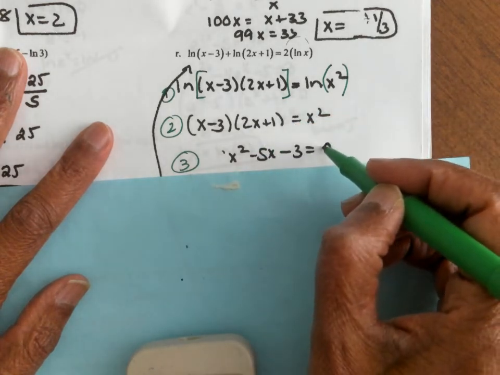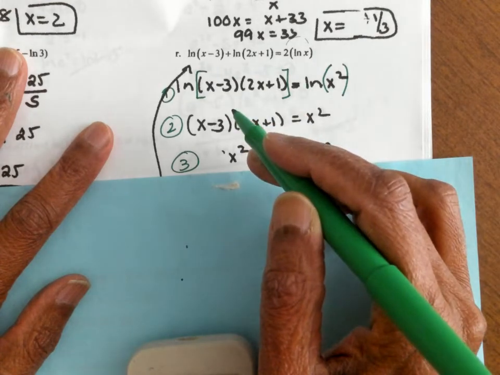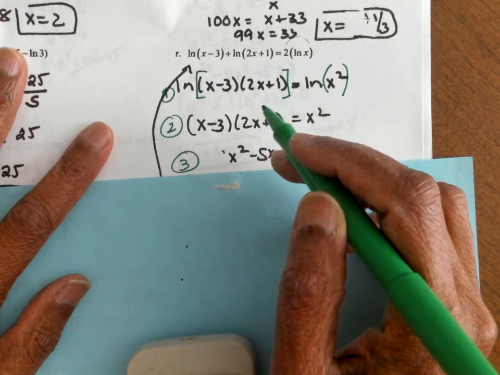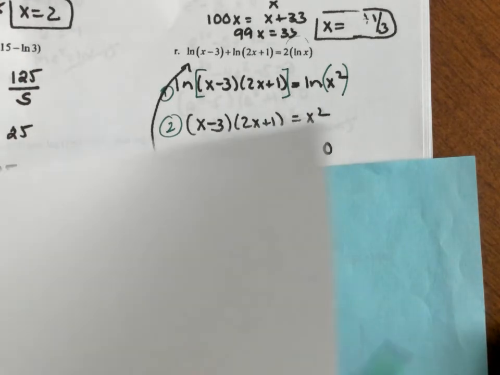So look at this side. This side says 0. How did I get my 0? Because I moved the x squared over to this side. Make sense or no? Not yet. Okay, let me write it up for you.